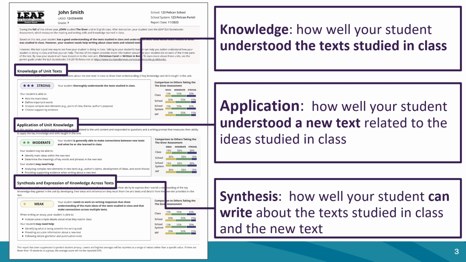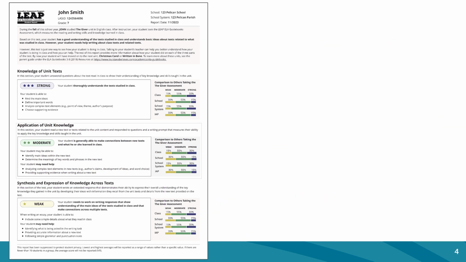Third and finally is synthesis, which is about how well your student can write about the text studied in class, as well as the new text or texts they just read. In this section of the assessment, your student wrote an essay showing his or her understanding of both what they read in class and those new texts. Now let's zoom into one of the three categories to better understand what's provided.